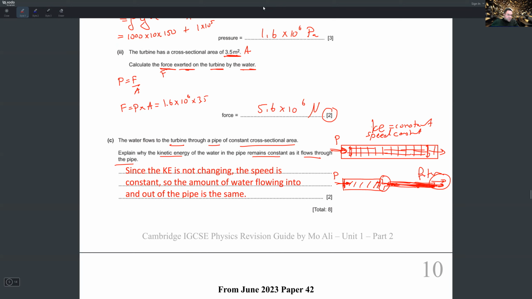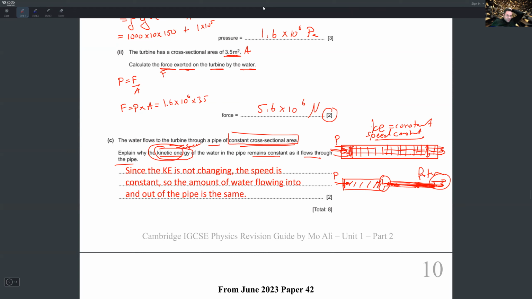Honestly, his use of the word kinetic energy is very misleading in this question. He could have simply said, explain why the speed of the water remains constant as it flows through the pipe. That would have been a much easier question because now it's not related to energy. It's just related to speed. The speed is constant because the pipe has a uniform area. And since it has a uniform area, the amount of water going in is equal to the amount of water going out. It has the same speed. This is why the keyword here is actually constant area.